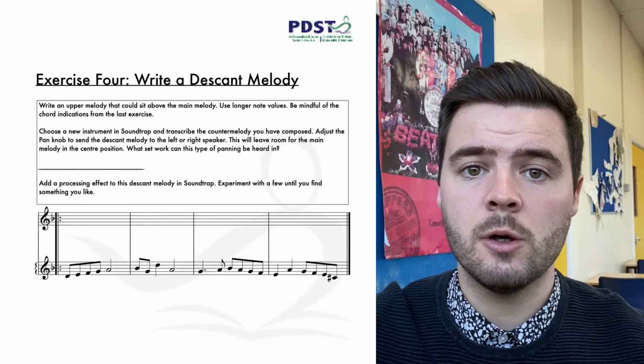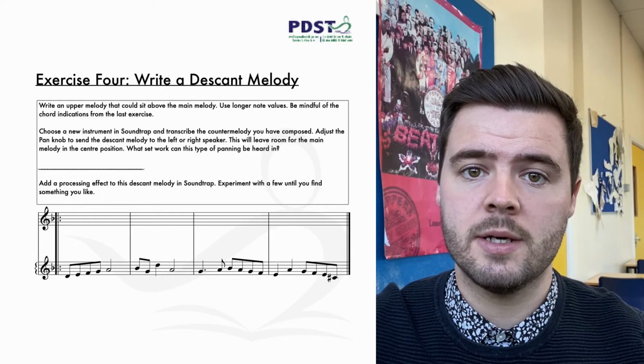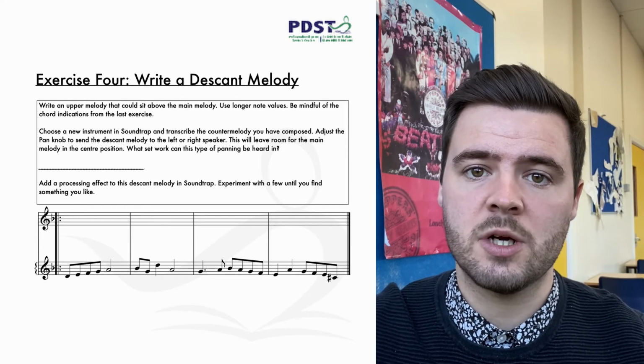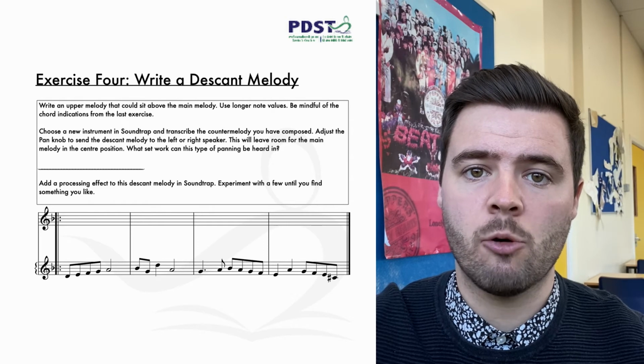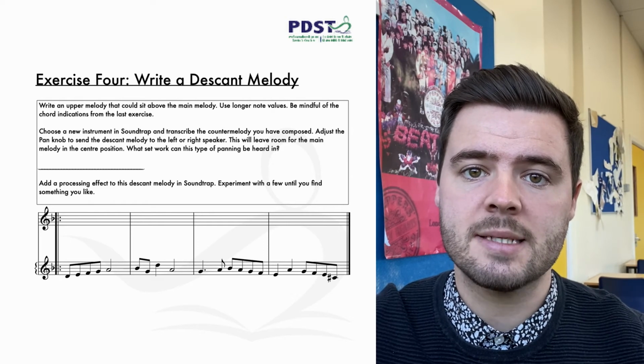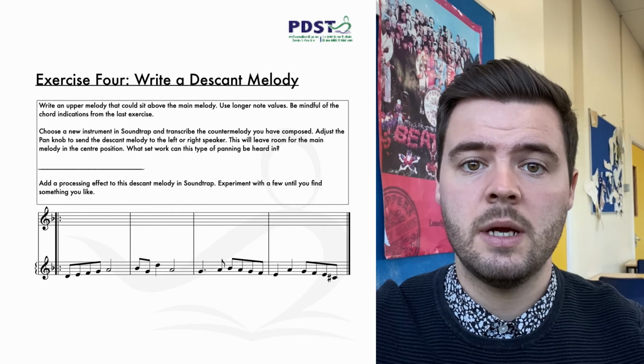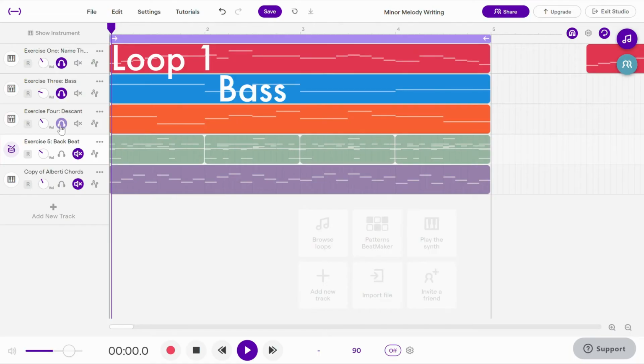In exercise 4, we're looking at developing some of the skills required to answer question 6 on the composing paper, and even some elements of question 4. The students are now required to write an upper, descant or counter melody above the main melody that was given at the outset. Here's one that I've prepared in advance.